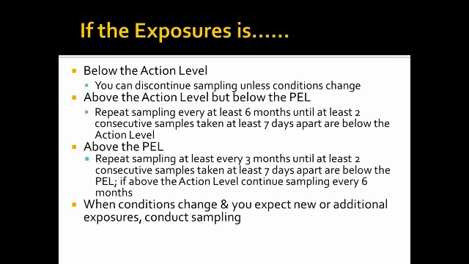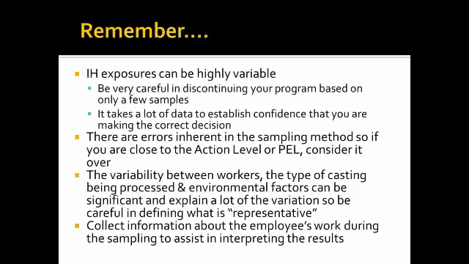One thing, though, to keep in mind is IH exposures are inherently variable. So if you decide that you get 2 samples that are below an action limit or below a PEL, be very careful about deciding to discontinue your program. It takes lots of data to establish confidence that you're making the correct decision either to control or not control an exposure, which is, of course, what a consultant's going to say: we want more air samples. But the point is that it only takes 1 sample from an OSHA perspective to be over a limit. And if you make a wrong choice, it could have some significant consequences.